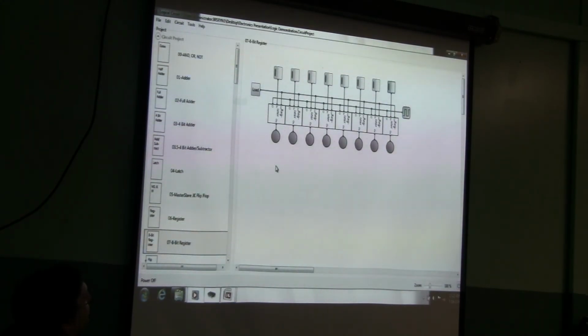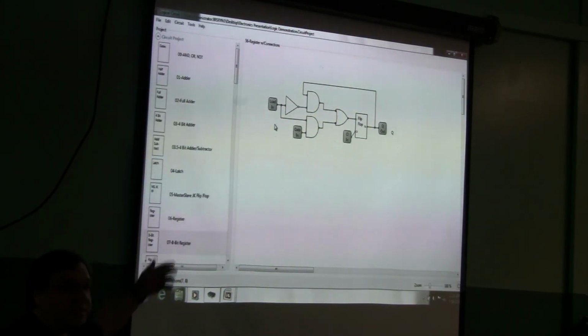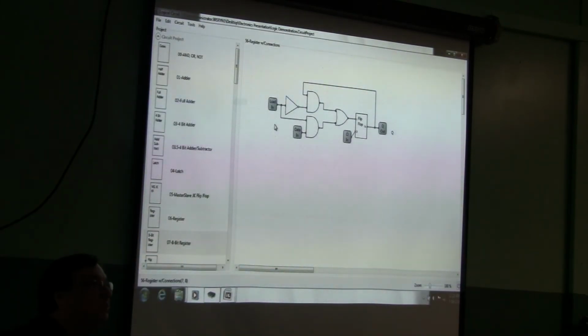So, that's most of what I wanted to cover today. Does anybody have any questions? Do they want to try some other examples on this tool?